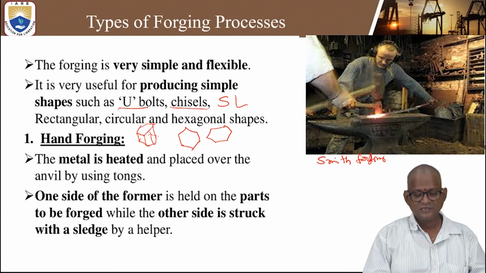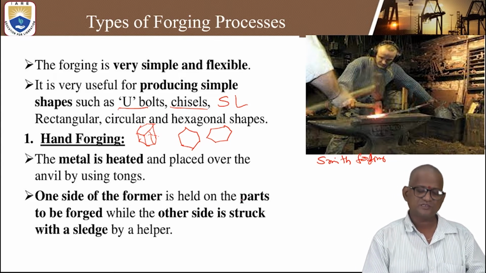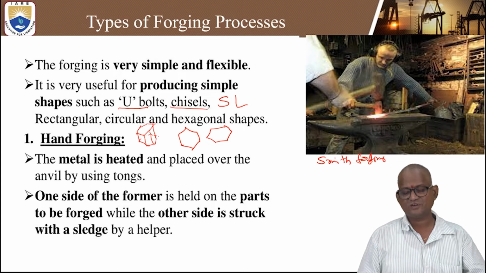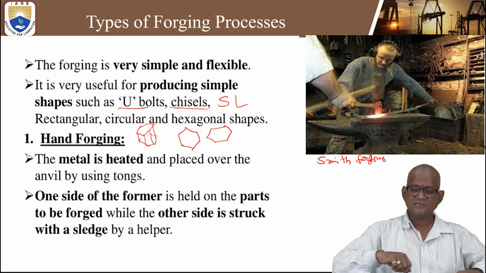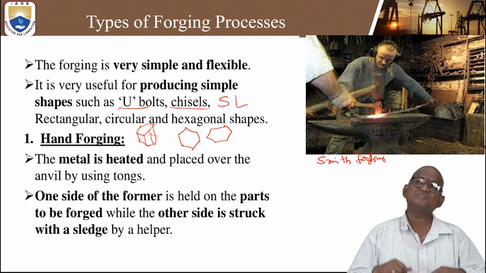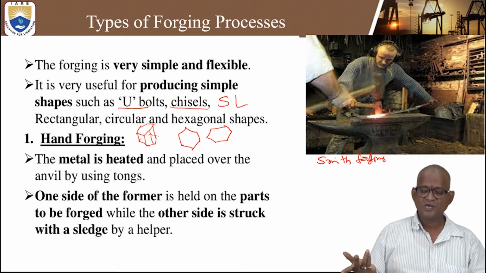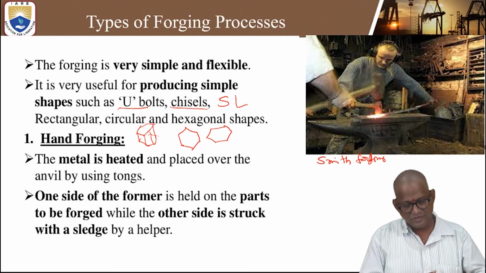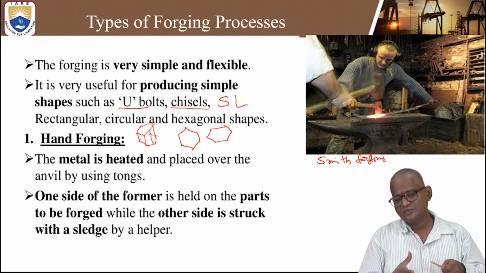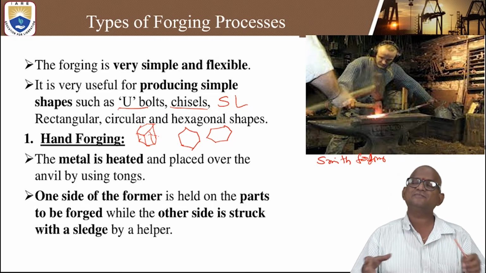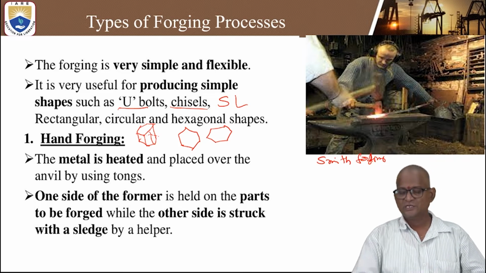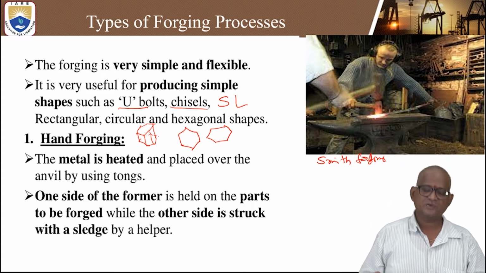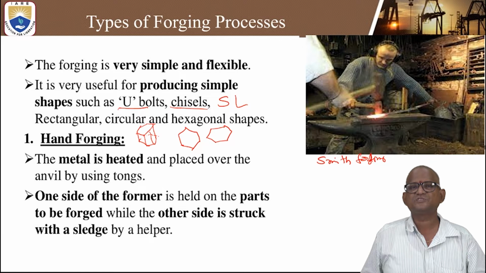Another thing is, one side of the former is held on the part to be forged, while the other side is struck with the sledge by a helper. One side you keep, and on the other side you apply pressure with the sledge hammer, and one or two persons are required. One worker or helper should be there to hold the workpiece, because it is a radioactive condition and at that temperature you can't handle the workpieces. By applying repeated blows with the sledgehammer, the required shape and size can be obtained in this forging process.